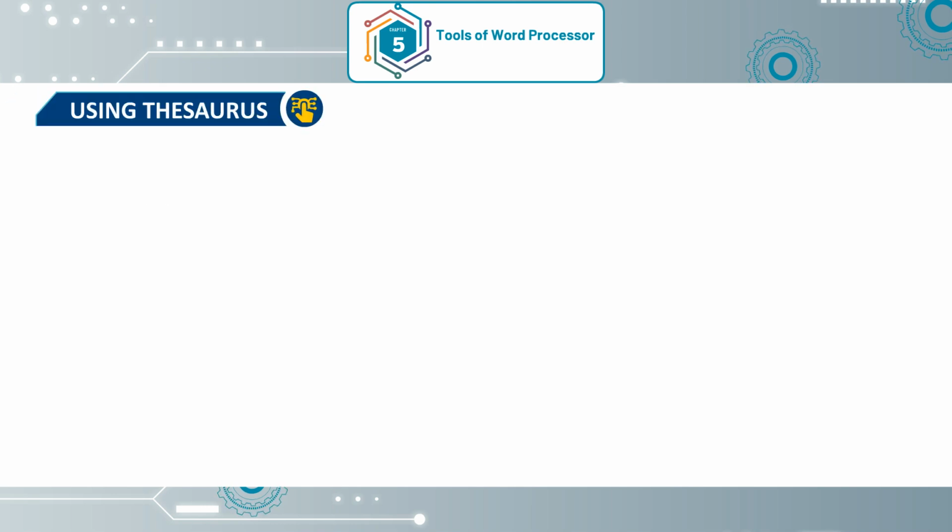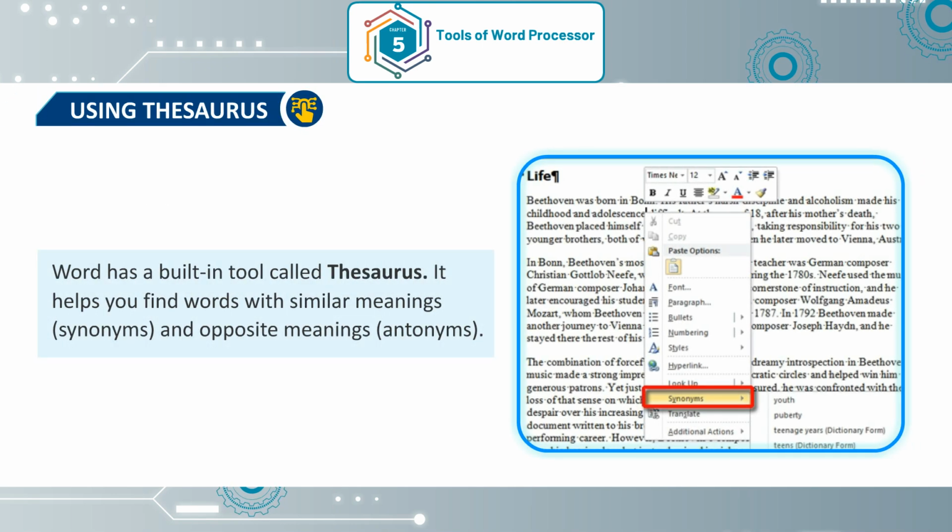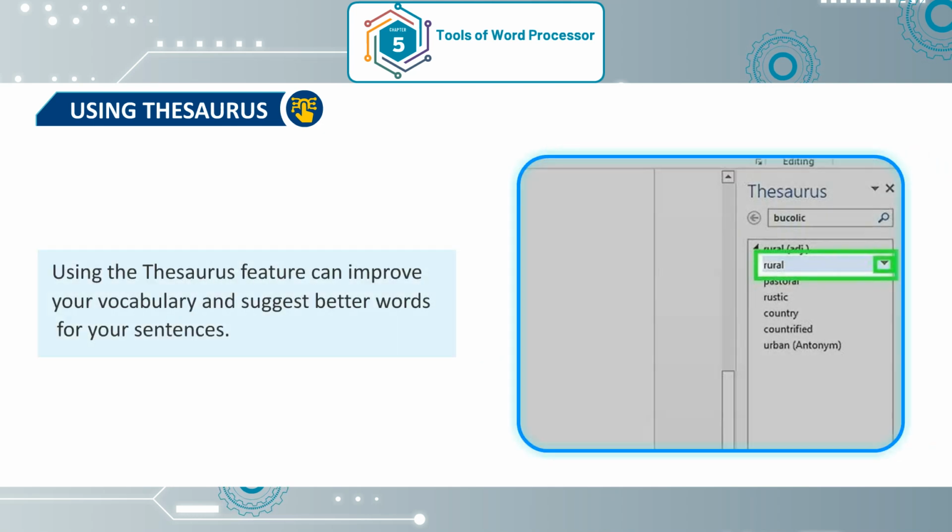Using the thesaurus. Word has a built-in tool called the thesaurus. It helps you find words with similar meanings, synonyms, and opposite meanings, antonyms. Using the thesaurus feature can improve your vocabulary and suggest better words for your sentences.